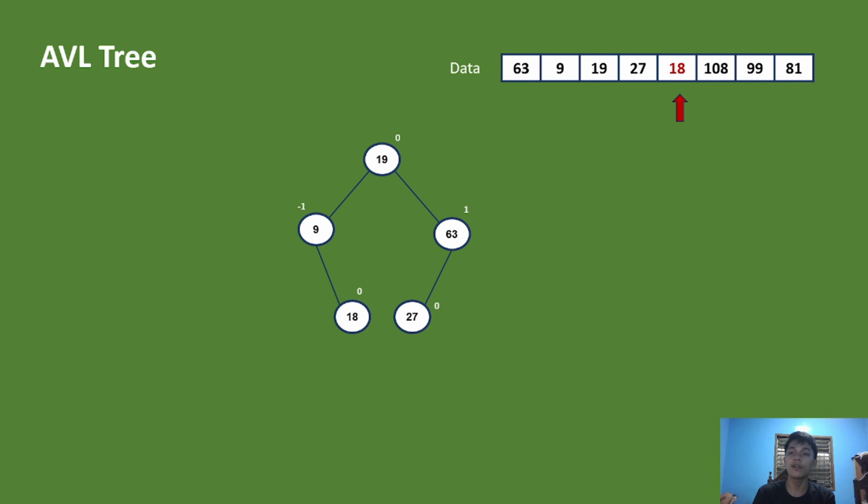So next data, we're going to insert 108. 108 is greater than 19, so we're going to put it on the right side. And next, since 108 is greater than 63, we're going to put it again on the right side. So this is now the structure of our AVL tree. As you can see, it is still balanced. So we're going to proceed to insert another data.